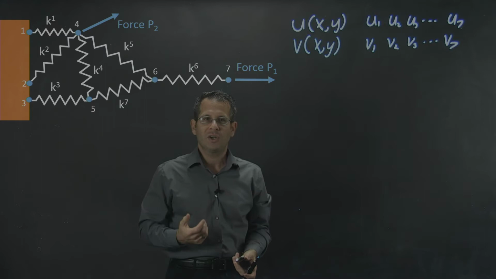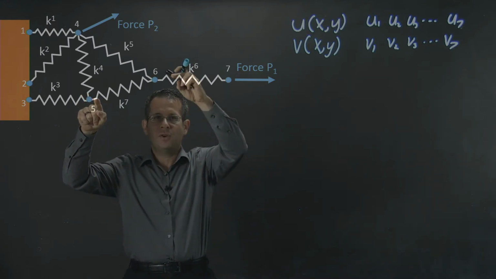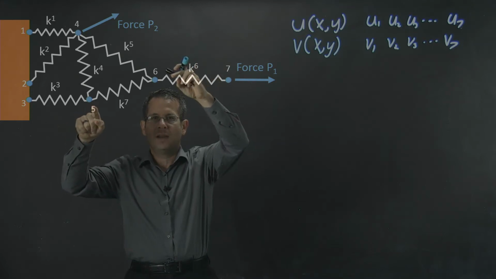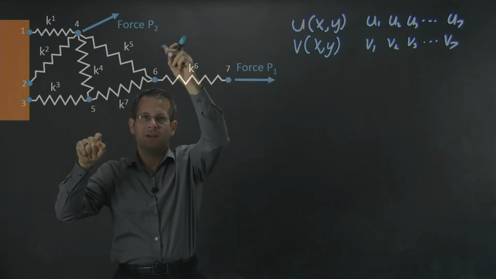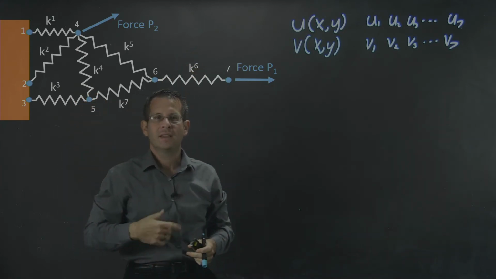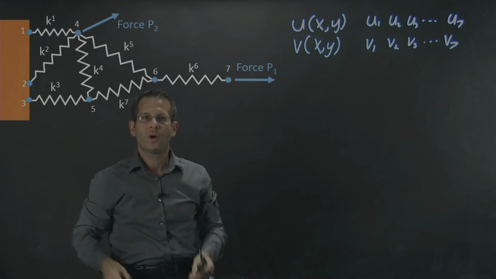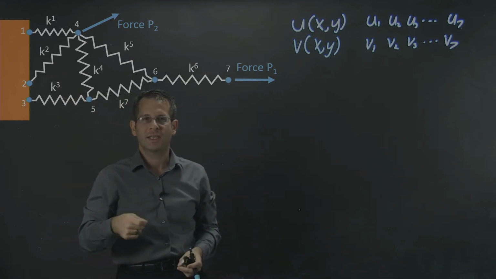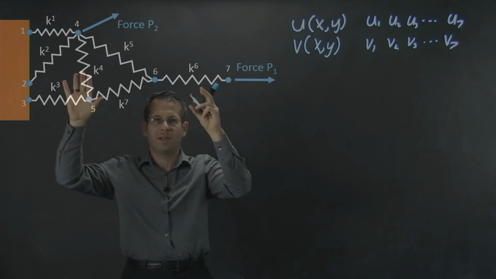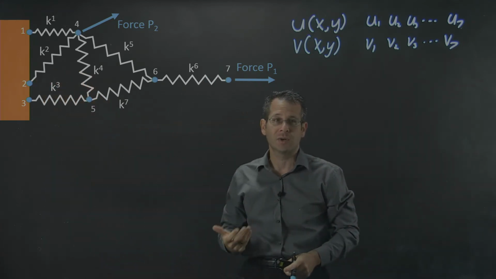It turns out that if node 5 moves over here and node 6 moves over here, and node 5 moves over here and node 6 moves over here, for each different combination of movements, the amount of potential energy stored in the system will be different. For every possible combination or set of deformations possible in the system, there will be a different amount of potential energy stored in the system.